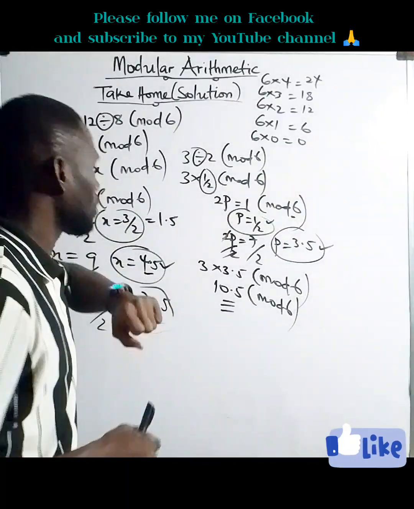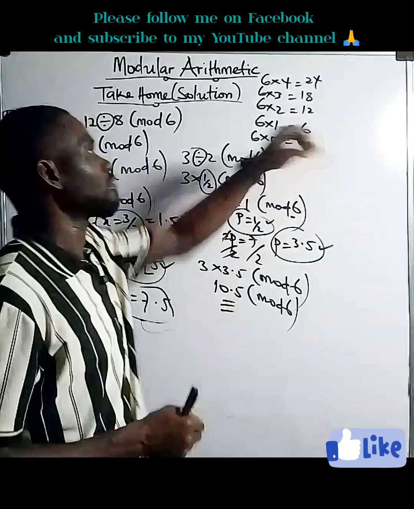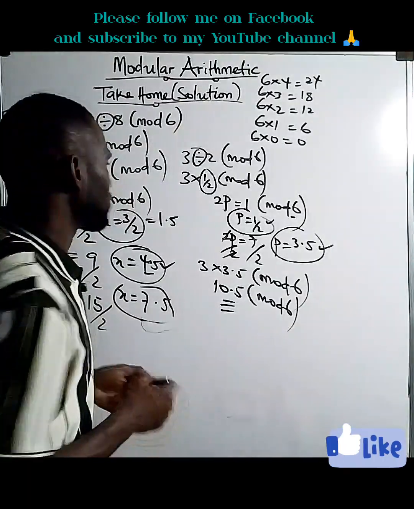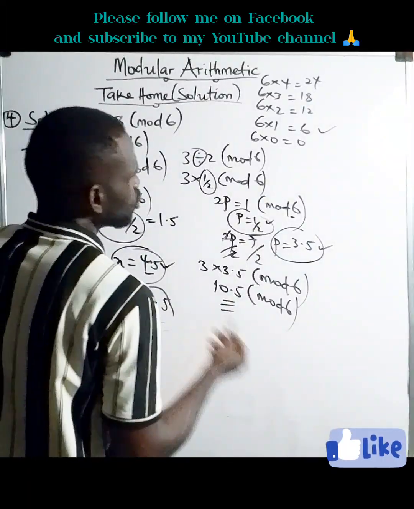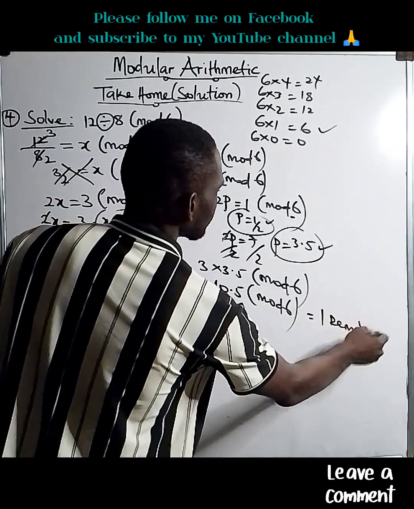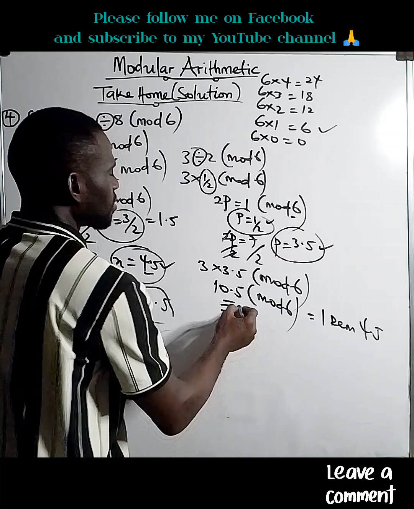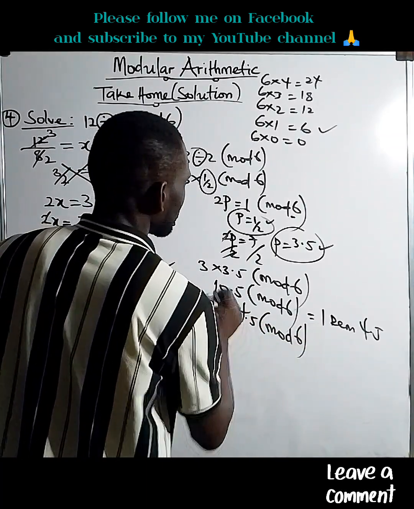We have 0. We're looking for 10.5. We have 6, it's not 10.5. We have 12. 12 is more than 10.5, so we're going to go with 6. So it means 10.5 divided by 6 will give us 1 remainder 4.5. So what's our result? Our result is 4.5 in modulo 6.